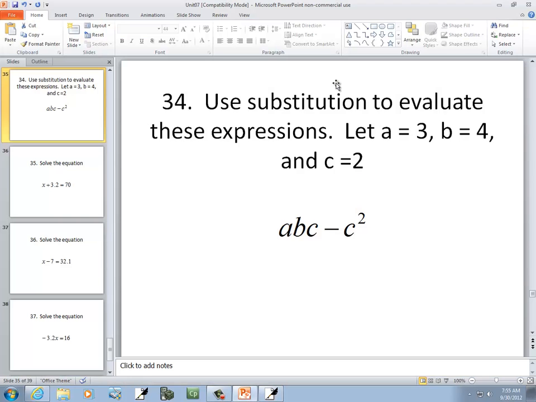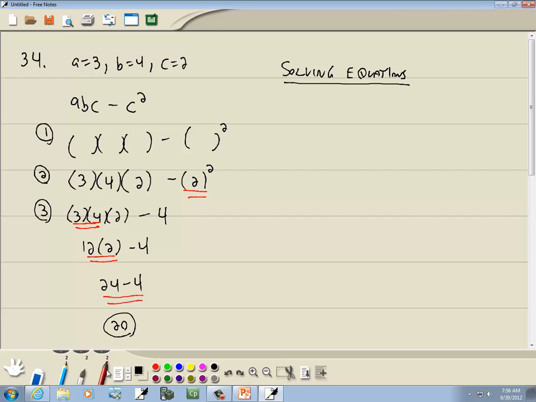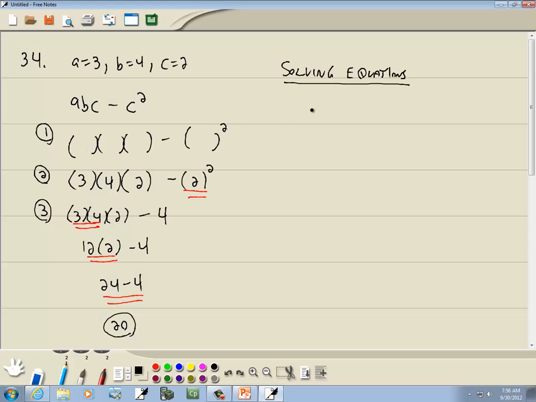Now these next problems are solving equations. And basically we're just given ones with decimals. And I'm going to show this a different way than I sometimes do, so to get you thinking along those lines. So let's take a look at 35.